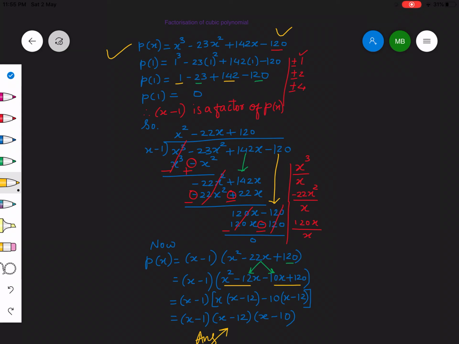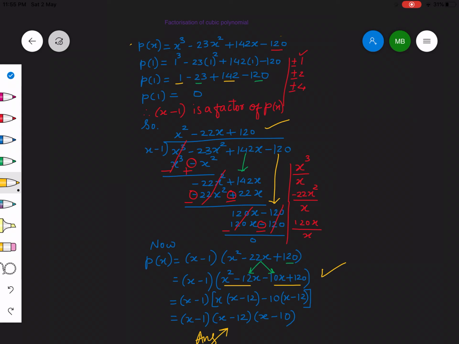So then what we have done is, once we got one zero of p of x, we declared that x minus 1 is a factor since 1 is the zero, and we divided p of x by this factor x minus 1. We get the quadratic polynomial here, and then we resolve this quadratic polynomial into factors by the splitting the middle term method, right? And ultimately we got to know that x minus 1, x minus 12 and x minus 10 are the factors of p of x.